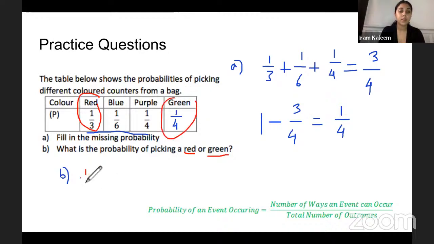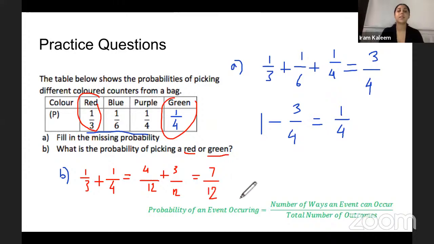So 1/3 plus 1/4. You add those together to make the denominator the same. So you get 7/12 if you add those probabilities together. And that's the probability of picking a red or green. So well done if you got any of those, especially if you managed to get the second part of the question, because it's not as straightforward.